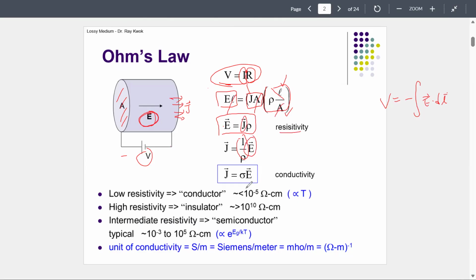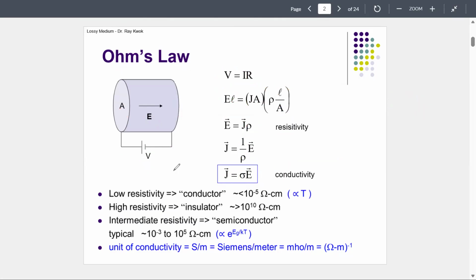1 over rho is called the conductivity of the material, right? This is the form that we usually use as Ohm's law in a differential form, in a vector form. Sigma is the conductivity, the intrinsic conductivity of the material. We basically categorize the material based on this number. Is this a good conductor? Is it a good insulator? Is this a semiconductor? And so on, right?